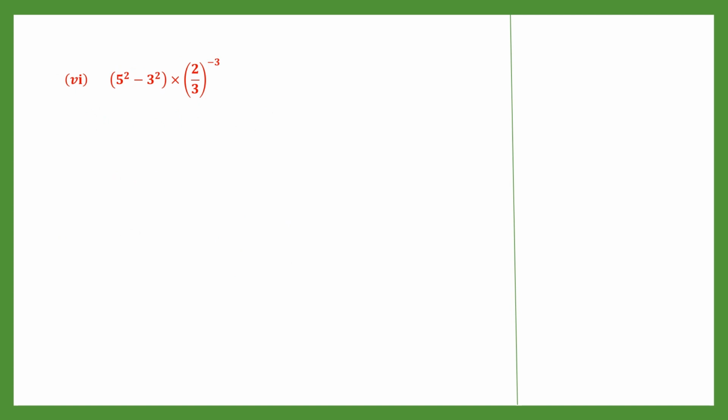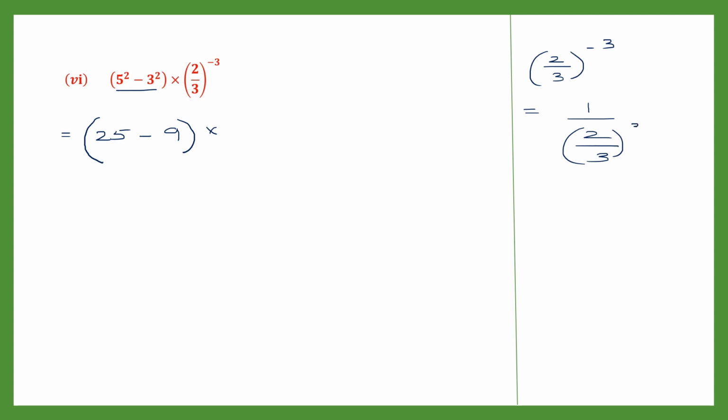Question 6. So here once again, let's work out what's given within brackets. It's a positive part, so it's easy. 5 square means 5 into 5, that's 25. Minus 3 square is 3 into 3, that's 9. Into, now here let's be careful. Remember we said when you have a negative power, you have to write the reciprocal, isn't it? Now this is 2 by 3 raised to the power of minus 3. So this becomes 1 by 2 by 3 raised to the power of 3.